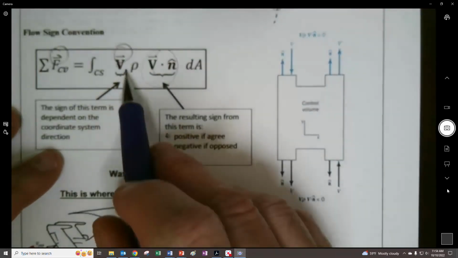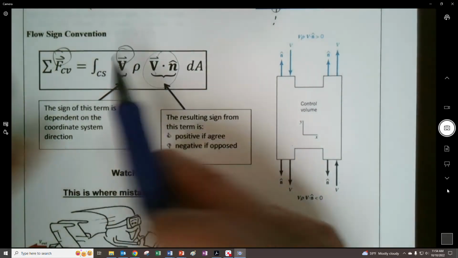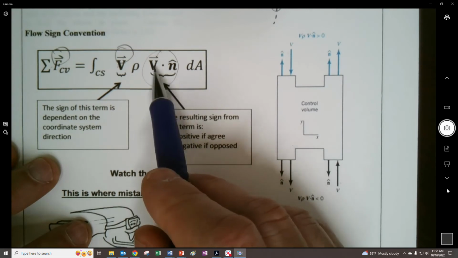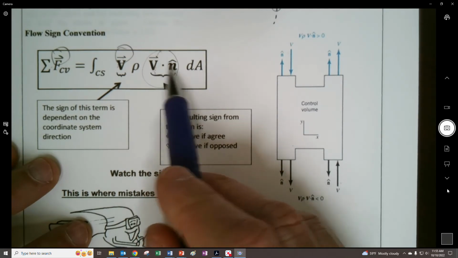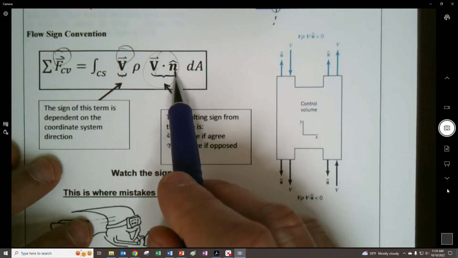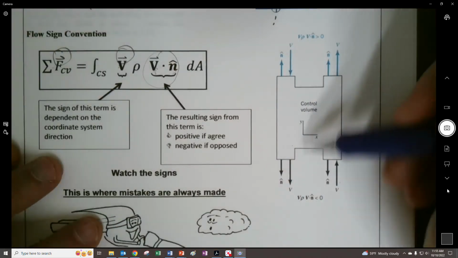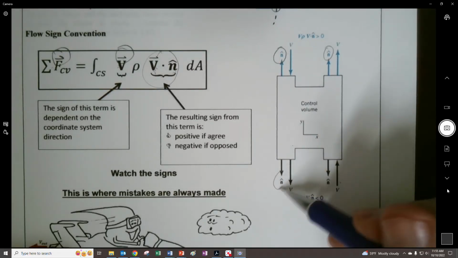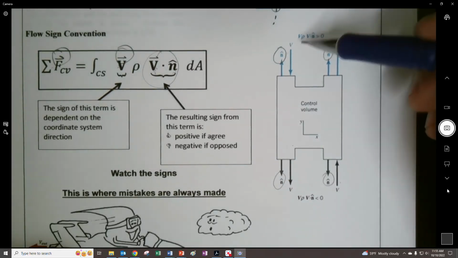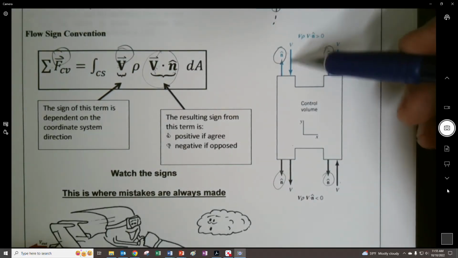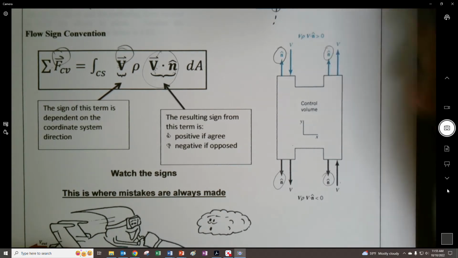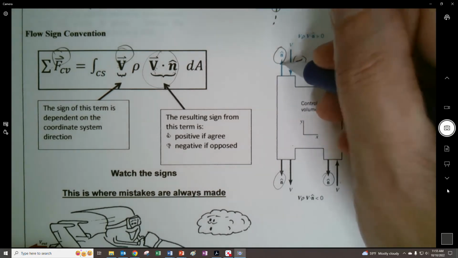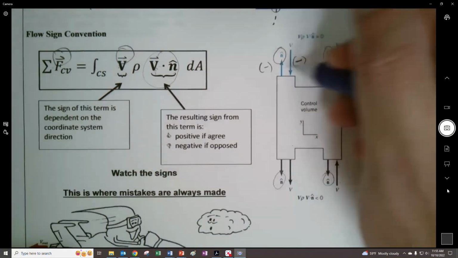So the sign of this one is going to be dependent on which direction velocity is going. But the sign of this one is actually going to be dependent on whether these agree or disagree. And remember, that's an outward facing normal. On this little figure from Munson's book, you'll notice that we have the outward normals right here. They're always facing outwards. But there's a velocity of stuff coming in. Notably, this is in the negative direction, and these are opposite from each other. So this would be a negative, negative.